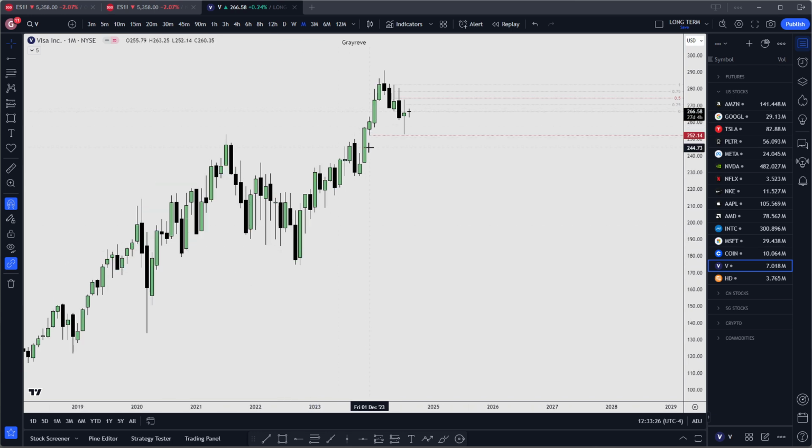And what happens after we come down? We should continue to go higher unless we take out this low.